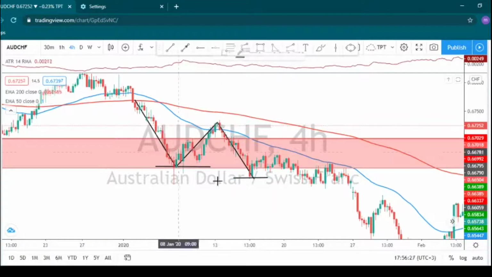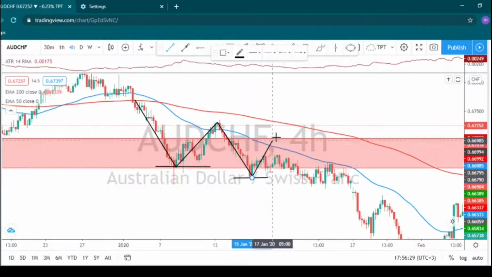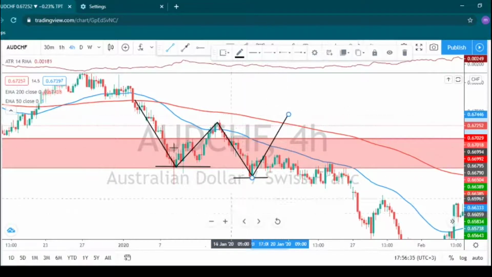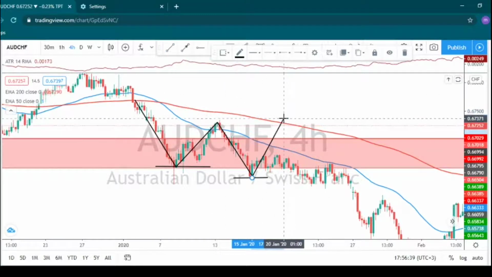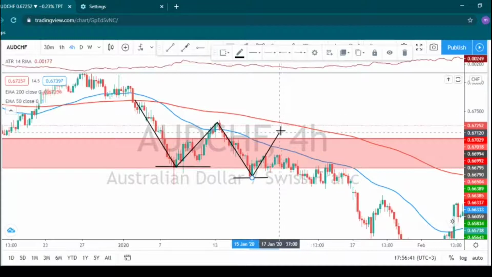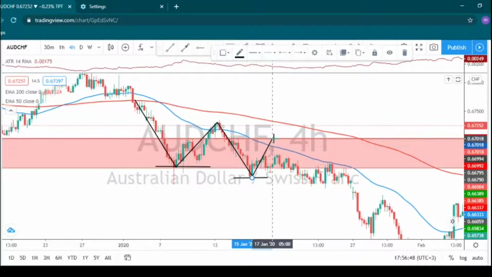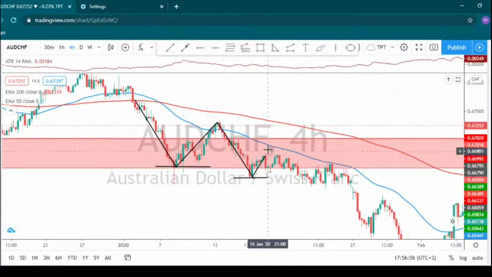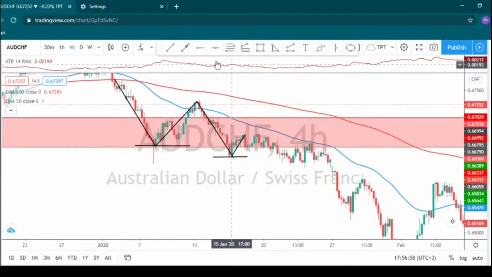Now we wait for a pullback here that does not close above the 200 EMA. Now if we get a pullback that does not close above this 200 EMA but just in between or even below 50 EMA, then we look for an entry reason and we short the market. In this case, the market made a pullback here below the 50 EMA, and what do we have?